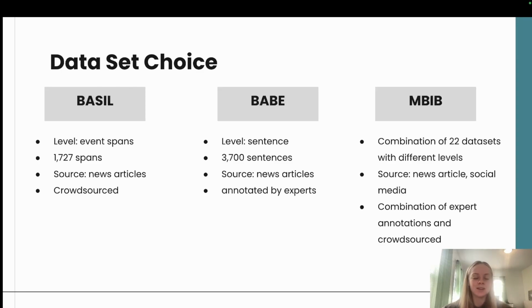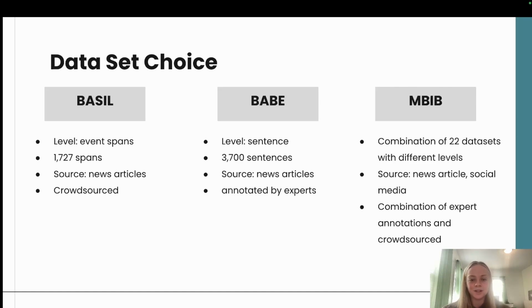A key thing that we looked into here was how the annotations were done, since bias can be very varied based on who is identifying it. BASIL includes crowdsourced data, so this includes just average people annotating it, where BABE includes expert annotations, meaning that people had specific training before going in and annotating it, and MBIB has a combination of that.